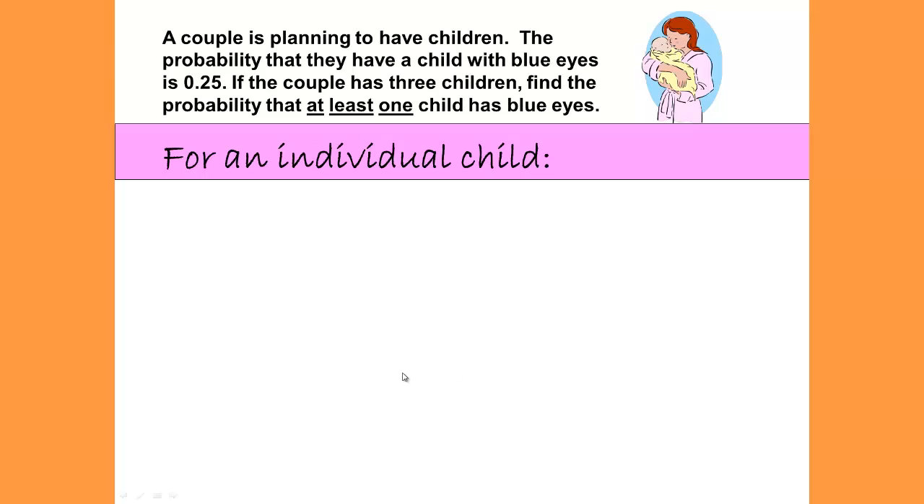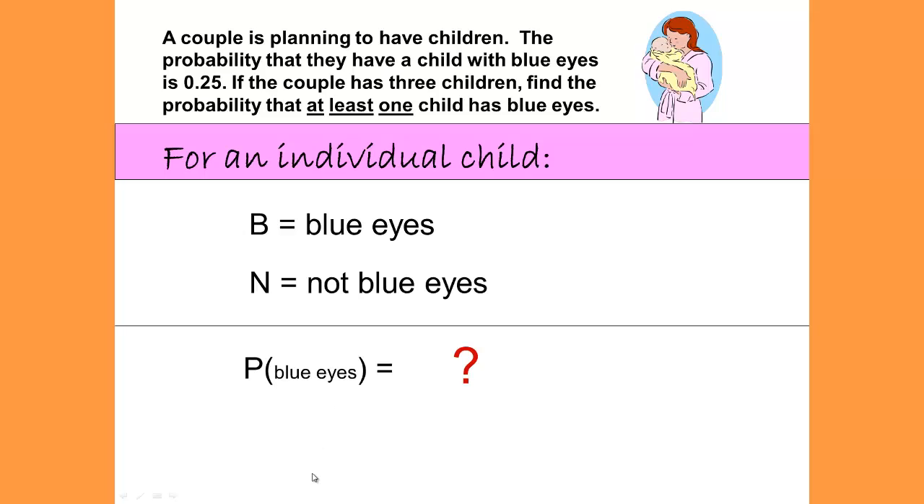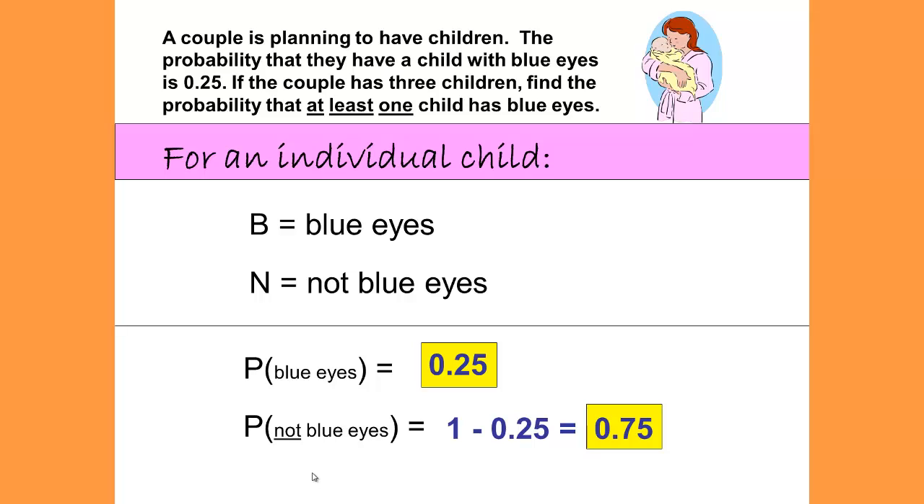Let's talk about our notation just quickly so that you'll not get confused a little bit later. And like I always say, mathematicians love their notation. We have B for blue eyes. N is not blue eyes. So what is the probability of blue eyes? Well, looking at our problem, the probability that this couple has a child with blue eyes is 0.25. What is the probability of not having blue eyes? Well, that would be the complement, and that would be 1 minus 0.25 or 0.75.